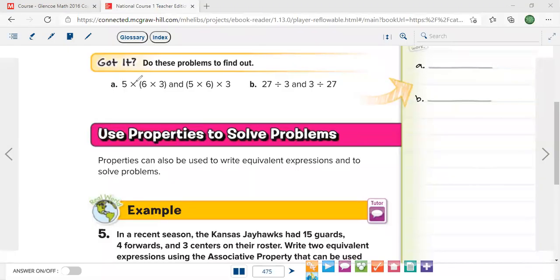Problem A, 5 multiplied by 6 multiplied by 3 and 5 multiplied by 6 multiplied by 3. You check, are they the same numbers? This is the 5, this is the 6, and this is the 3, and it's all multiplication, so we can say equivalent. And this is associative property.